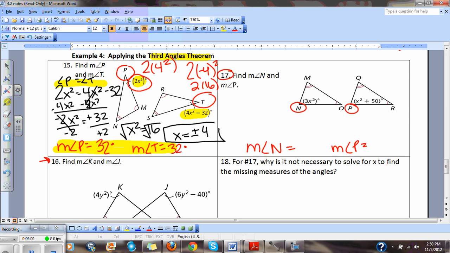The information they gave me is I have two sets of congruent angles. So that means by the third angle theorem, these have to be equal to each other. So I know that angle N equals angle P. So then I'm going to substitute 3x squared equals x squared plus 50. I want to see if you guys can do the math and figure out what angle N is and what angle P equals. And then see if you can also do number 16. We can answer number 18 in class.